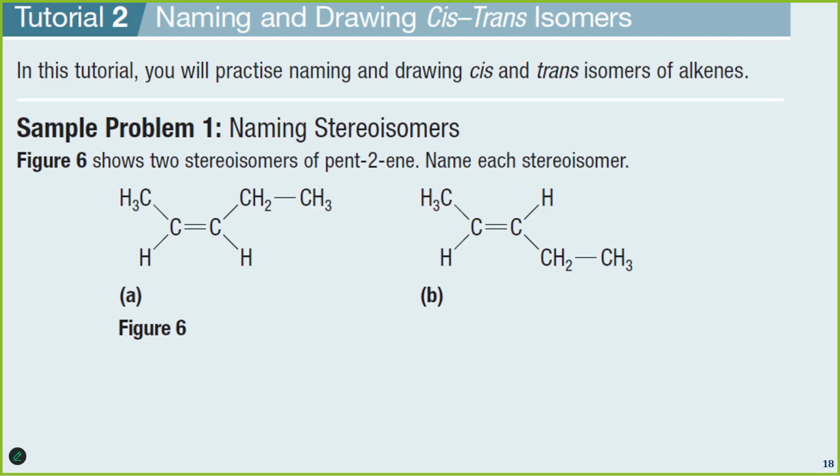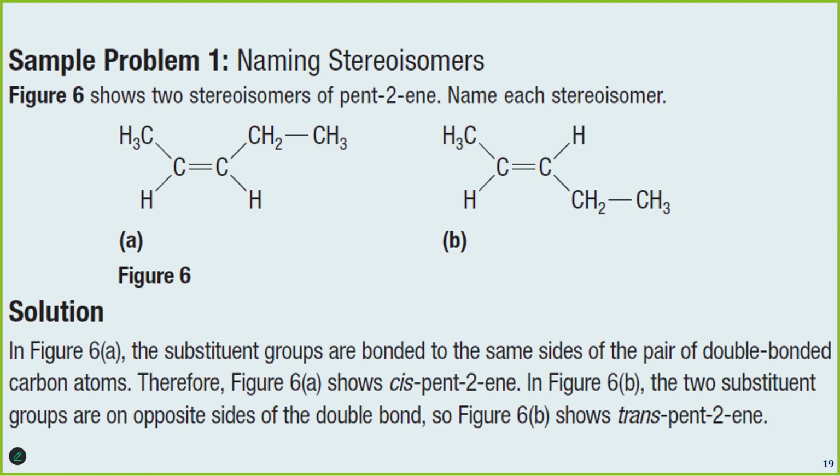Okay, have you finished? Let's have a look at the solution together. So here, in figure 6a, the substituent groups are bound to the same side of the pair of double-bonded carbon atoms, right? Therefore, we should use the prefix cis. So its name is cis-pent-2-ene. In figure B here, the two substituent groups are on opposite sides of the double bond, so we should use the prefix trans. So its full name is trans-pent-2-ene. Did you get it?